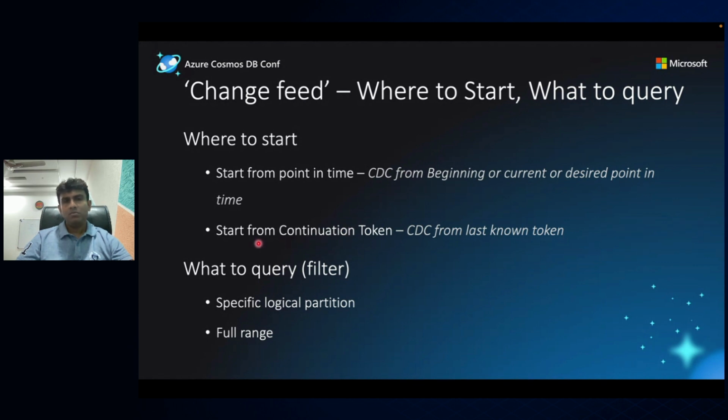And the other way to decide on where to start is using the continuation token. The continuation token is a kind of bookmark provided by the change feed, which could be persisted and used to resume the change feed at some point later in time. So that's another way you could query the change feed. And with respect to what to query as part of the change feed, you could specify which logical partition you want to query. That acts as a filter to your change feed query. Or if you want to query the full changes that are happening on the container, that is also possible.